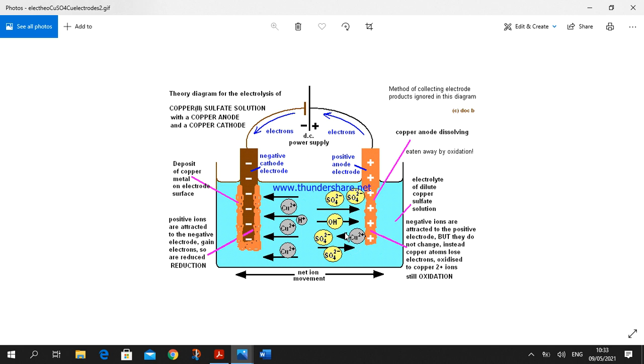Instead, the copper atoms that form the anode electrode lose electrons and are oxidized to copper positive ions, and this is a process known as oxidation. So the copper ions that are formed will be attracted to the cathode electrode and reduced by gaining electrons and change into copper metal, and so on.